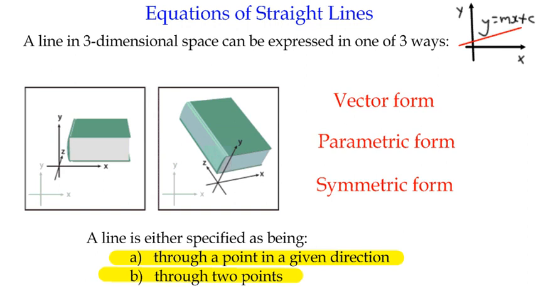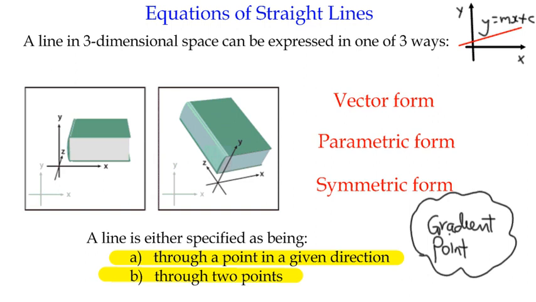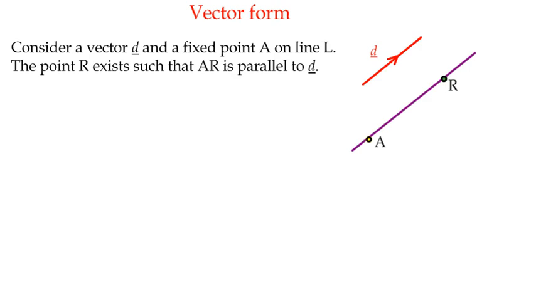But the good news is that the kind of main ingredients that we normally use for 2-dimensional lines is still required, and that is something about a gradient and some information about at least 1 point. So that's the kind of information that we're still working towards in all of these different examples. Okay, so let's zoom on. First of all, vector form.